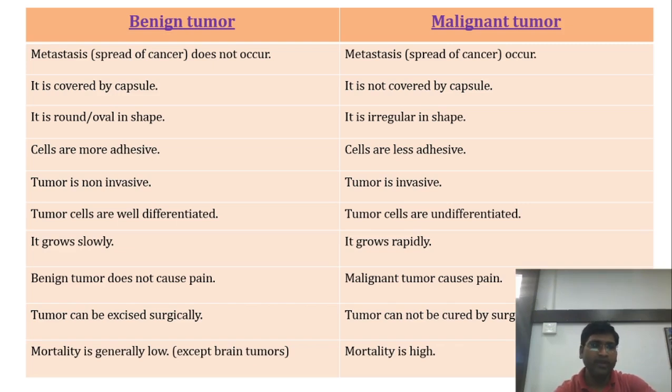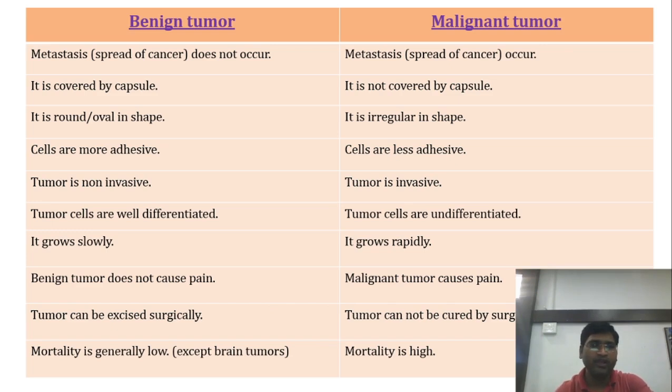Now the benign tumor grows very slowly, while the malignant tumor grows rapidly. Benign tumor does not show any pain, while in case of the malignant tumor, we observe painful actions.